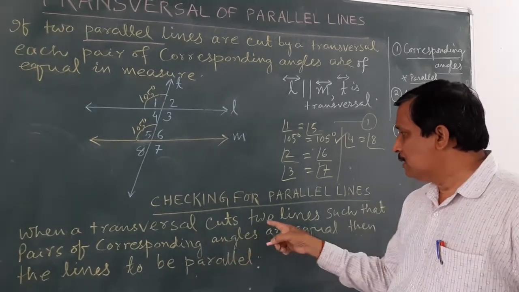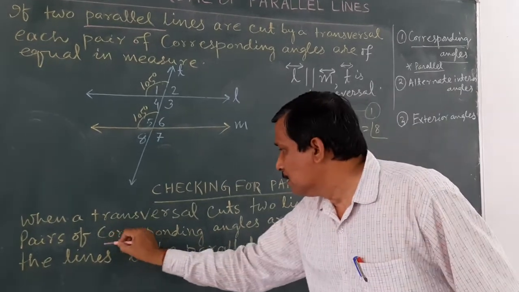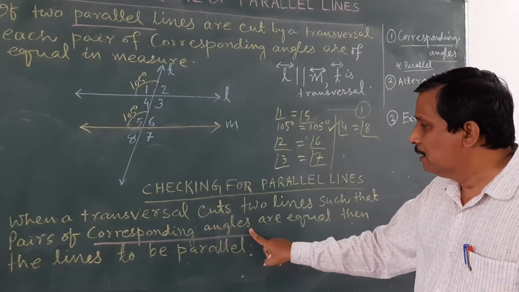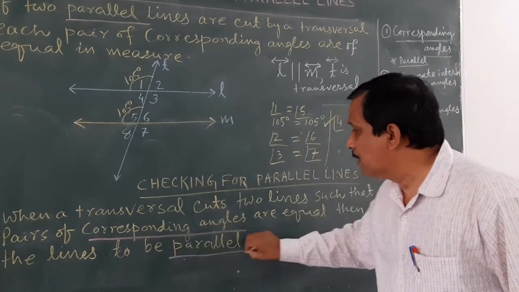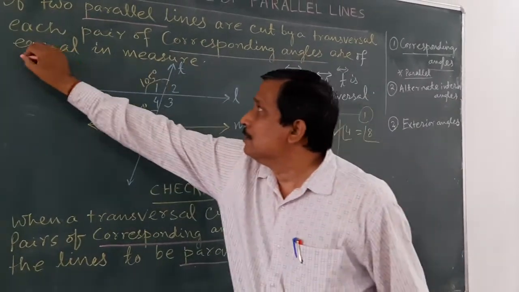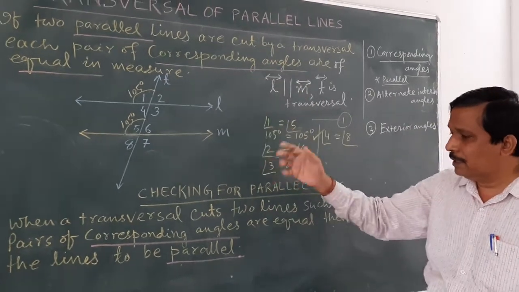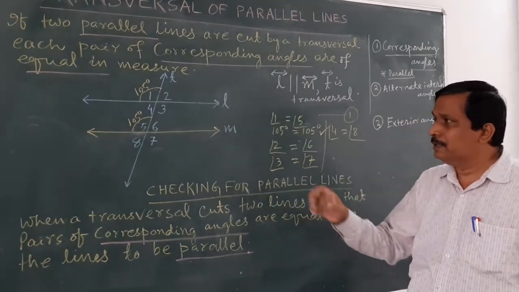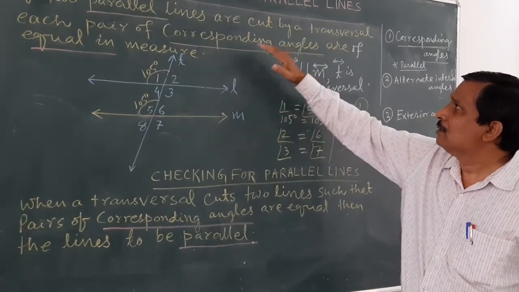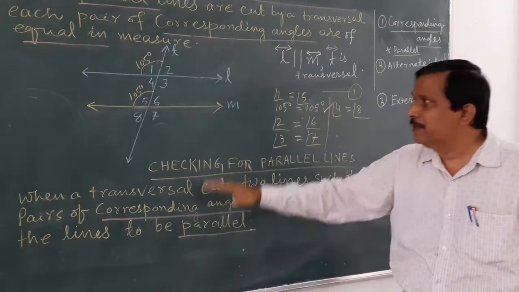So when a transversal cuts two lines such that pairs of corresponding angles are equal, then what you have to prove? They are parallel. Just as, if it is parallel, then corresponding angles are equal, the reverse is also true, just like my example of disease, malaria and medicines. If corresponding angles are equal, then automatically the lines are parallel.